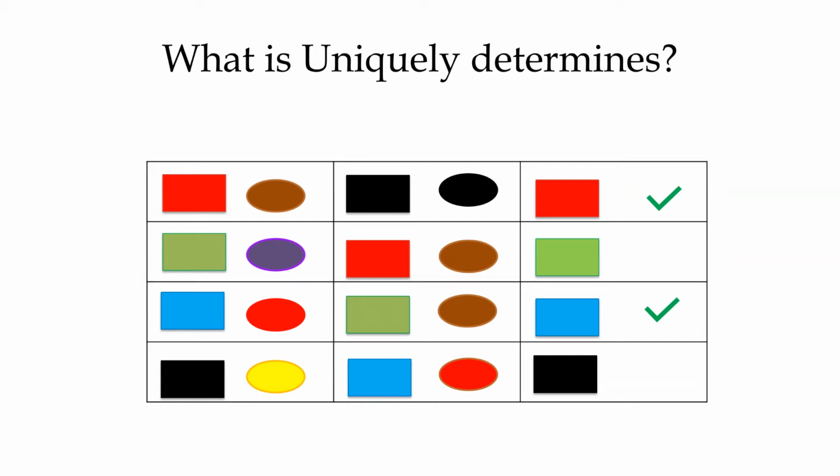Whereas you take the green color rectangle and the black color rectangle. The green color rectangle in the first column determines a purple color oval, whereas the same green color rectangle determines a brown color oval elsewhere. All these can be taken as attributes. So in one case it determines one attribute, in the other case it determines another attribute, which means it is not uniquely determining. So the red color and blue color rectangles uniquely determine their ovals, whereas the green color and black color rectangles do not uniquely determine their oval.